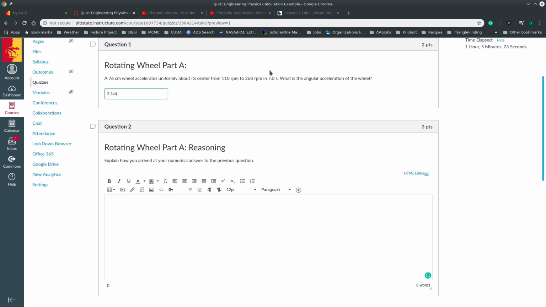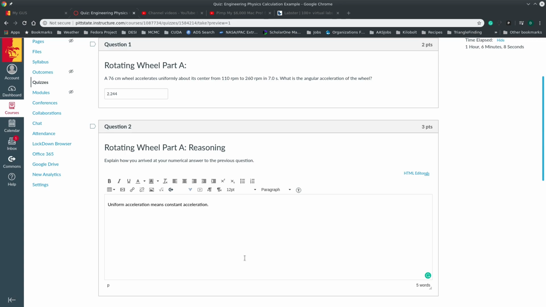And then immediately following this numerical question, you'll see there's this rotating wheel, part A, reasoning. In here, what I want you to do is explain how you arrived at your particular numerical answer in the previous part. This is effectively showing your work for that calculation. So we can just explain what we did in order to solve this problem. We can say something like, uniform acceleration means constant acceleration.